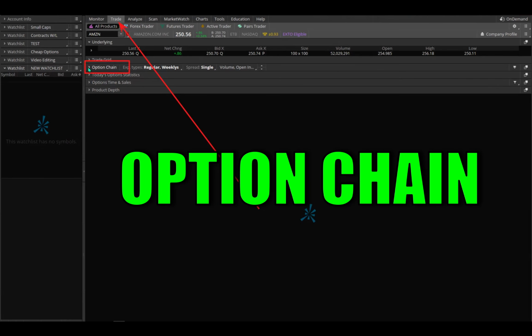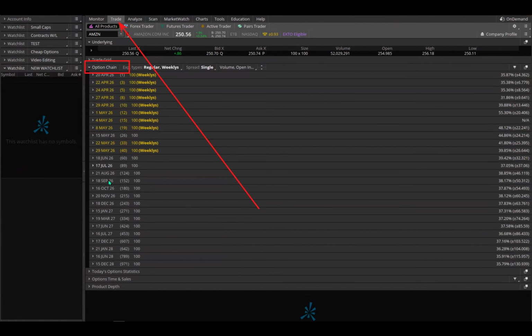You want to make sure that that arrow is pointing down so you see all of the dates here. Now, a lot of people don't understand what options chain is. All an options chain is essentially betting on a certain price, whether the price is going to go up or down.